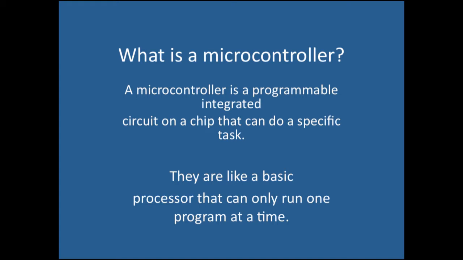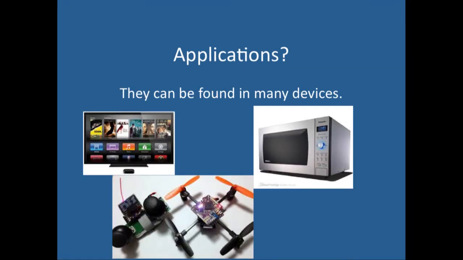So what is a microcontroller? A microcontroller is a programmable integrated circuit on a chip that can do a specific task. They are like a basic processor that can only run one program at a time. Since microcontrollers are so small, they are perfect for putting in many devices that need some type of processing ability. Some devices you will find microcontrollers in are TVs, microwaves, cameras, and DVD players. Some people have even made remote control gadgets such as quadricopters with microcontrollers.